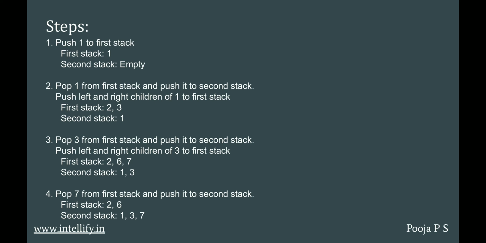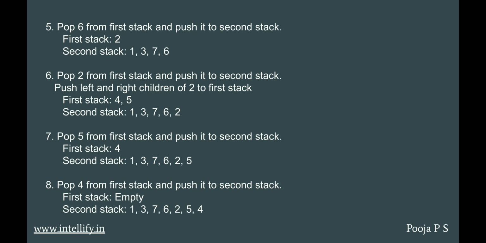Now next we pop 7 from the first stack and push it to the second stack. As 7 does not contain any child nodes, we are not worrying about that. Now the first stack contains 2 and 6, and the second stack contains 1, 3 and 7. Next we pop 6 from the first stack and push it to the second stack. Now the first stack contains only 2, and the second stack contains 1, 3, 7 and 6.